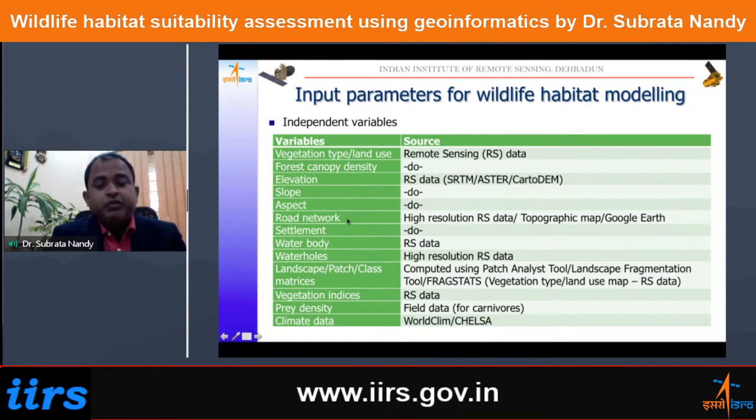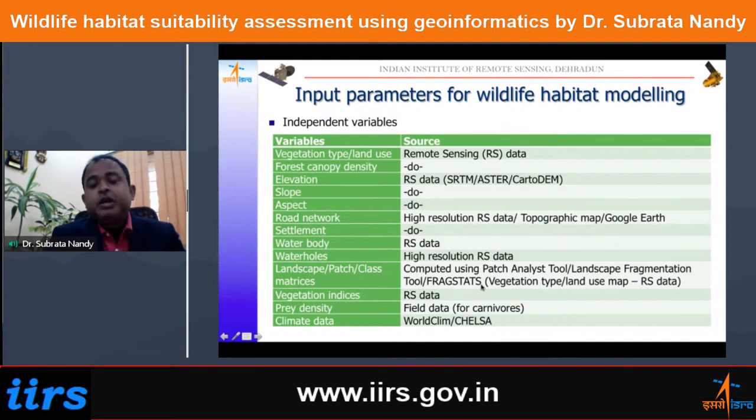And then road network you can get from high resolution data or from other sources as well. Settlement also can be derived from high resolution data, topographic maps, Google Earth, or from other open sources also. Water body also can be derived from this. In some studies you can use landscape metrics. These can be computed using tools like PAST analysis tools, landscape fragmentation tool, FRAGSTATS.